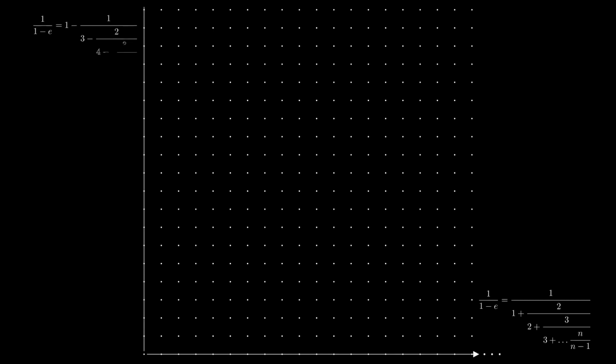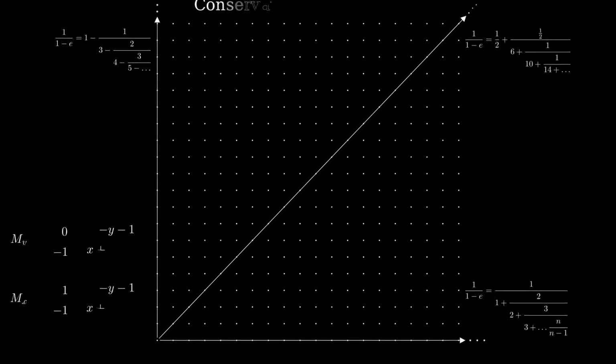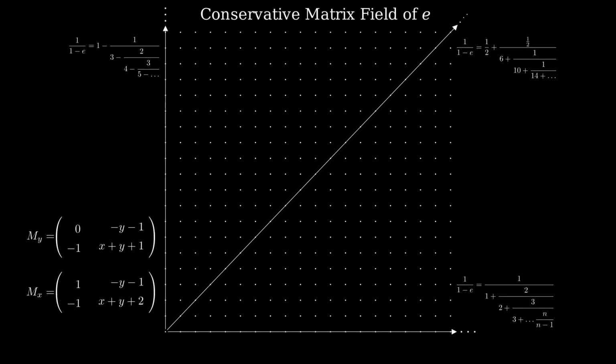Every path in the conservative matrix field correlates to a sequence of numbers, which all converge to, in this example, a transform of E. Each sequence can also be expressed as a continued fraction. It seems that many, if not all, the continued fractions of E can be captured by this single structure. And this is not a one-off example.